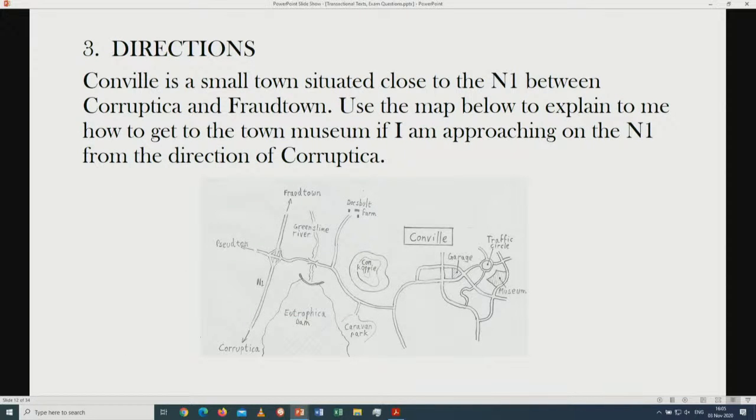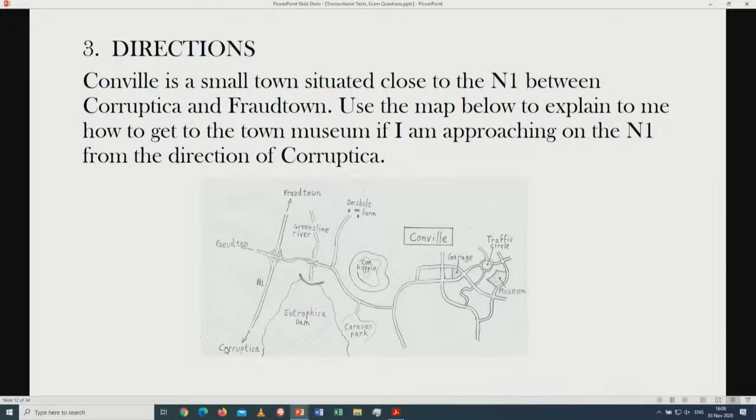This one is interesting. Take a look here. I hope that the map has come out clearly. In this case, I was able to include the map. There you see, it's a handwritten map, and you've got Conville as a small town. It's close to the N1, and it's between two other towns. You've got Karaptika and Vroughton. And then you've got to use the map to explain how to get to the town museum if I am approaching on the N1 from the direction of Karaptika.